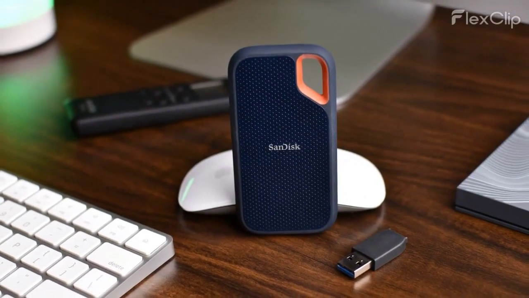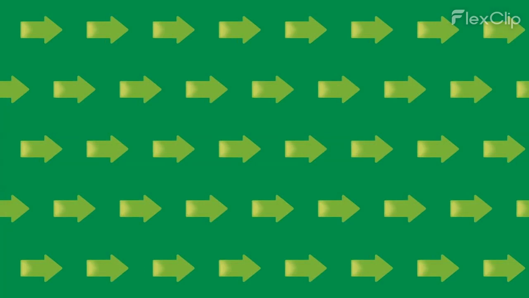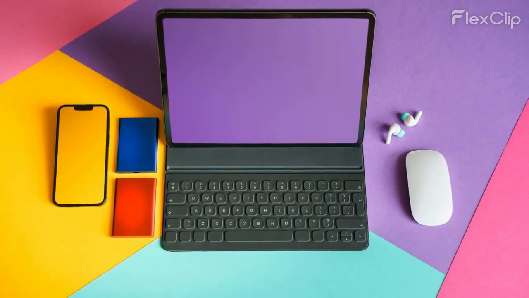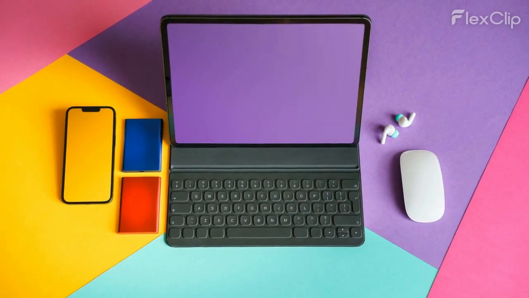Predictions for the future of SSD write capabilities. The future holds the potential for increased write endurance, enhanced performance, and lowered costs, making SSDs even more ubiquitous across various applications.